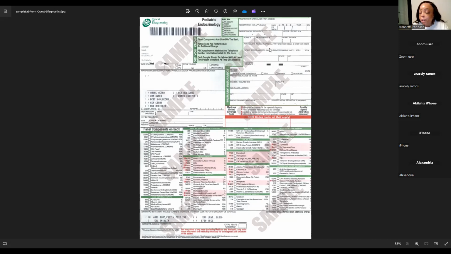All of this will be filled out. Okay, I will create a fake patient for you all, so you'll have an insight. But this is the requisition.